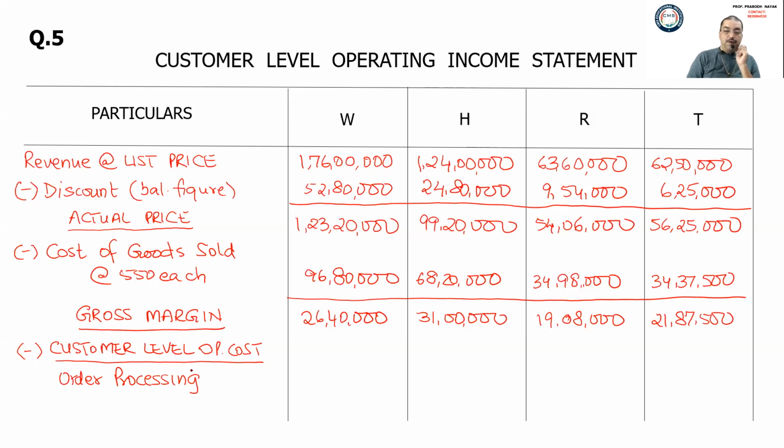How to calculate? First one, order processing. Order processing rate is given. 1,225 per order. And number of orders are 44. So 1,225 into 44, 53,900.